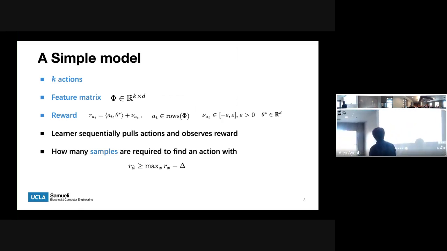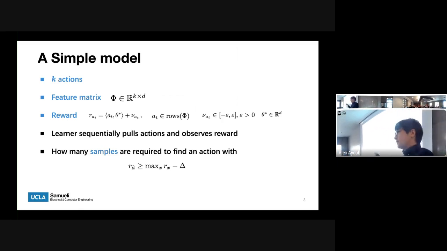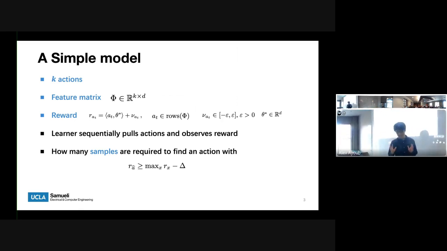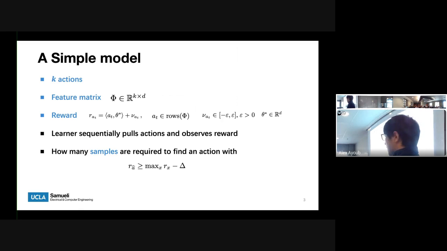the reward you get is deterministic. The model is this linear model plus a noise. That noise is deterministic, but you don't know what it is. It's bounded: the absolute value is bounded by epsilon, so it's between minus epsilon and epsilon. That is the model. Our goal is to learn an action that is at least delta-optimal, in the sense that the reward it gets is at most delta away from the optimal value. That is our goal.